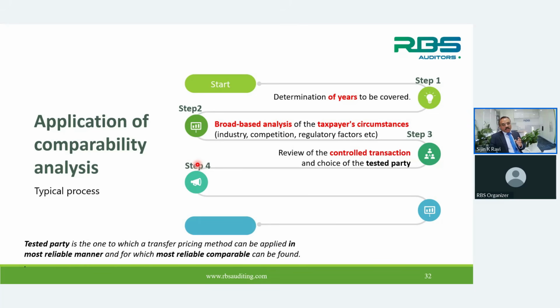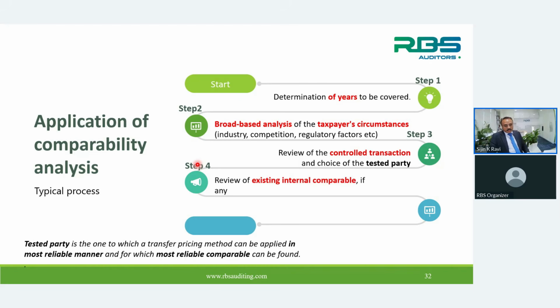Then after reviewing the transaction, you decide the years, which years. Second one, you come to know the broad-based analysis of taxpayers' circumstances, which country it is located in and their condition, regulatory factors. Then third one, you analyze the controlled transaction, and you have to select a tested party. Controlled transaction means related party transaction.